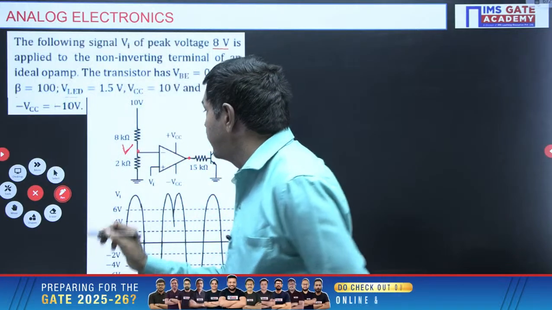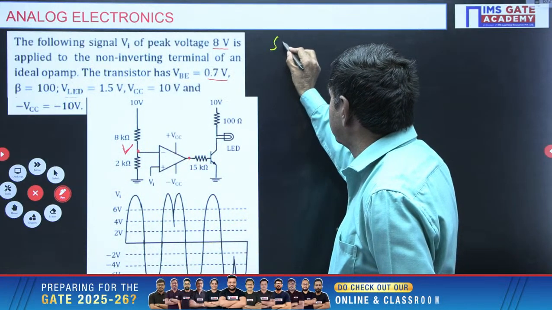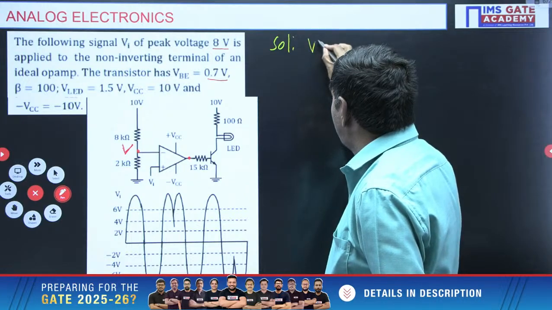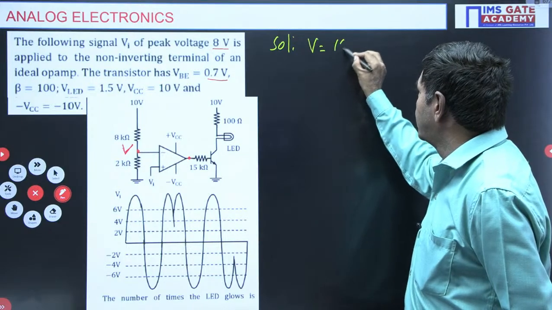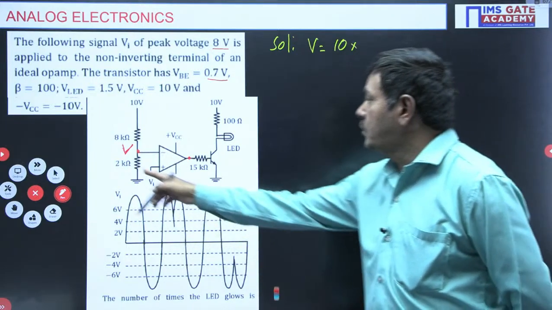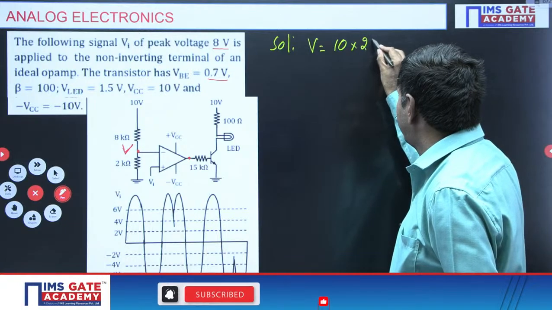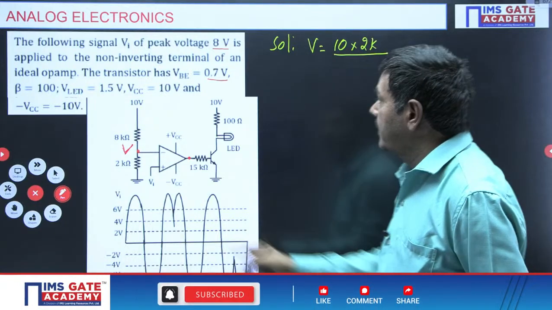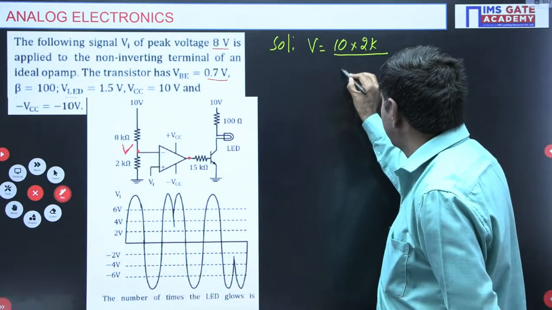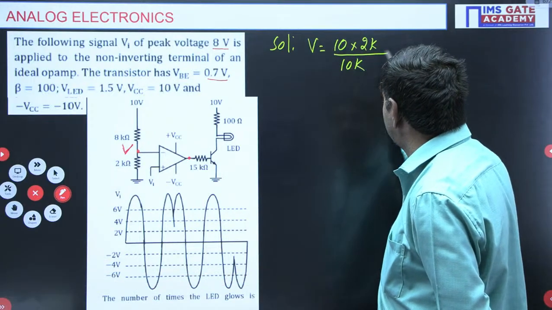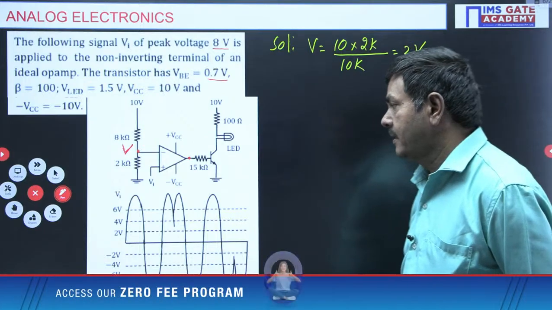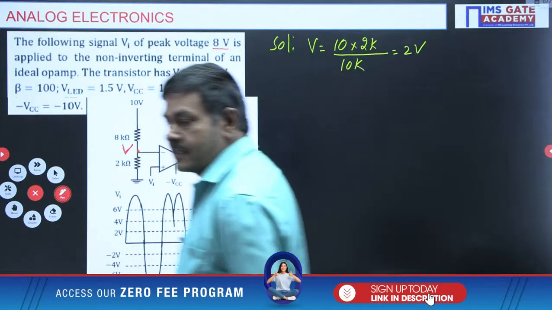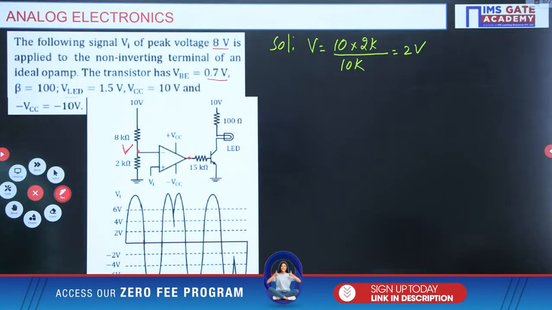So by applying the voltage division formula, I can find the V value. What is the voltage division formula? V equals the supply voltage, 10 V, times 2K divided by 8K plus 2K, which is 10K. The K's cancel, the 10 cancels, and I am getting 2 V here. Are you getting the same value? We are getting a voltage of 2 V only.